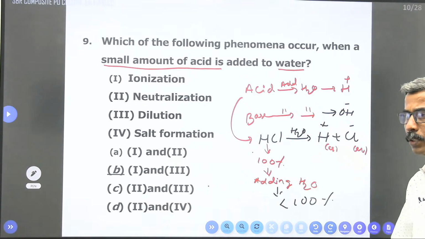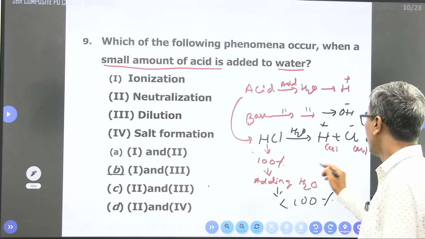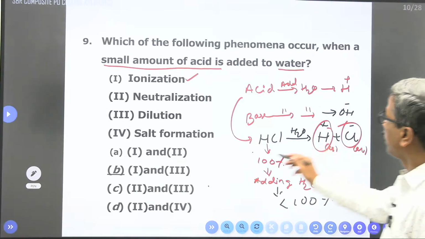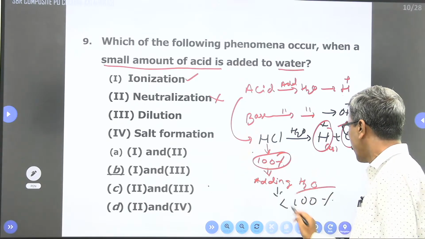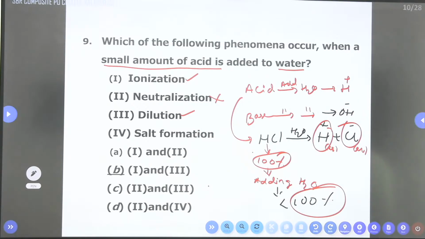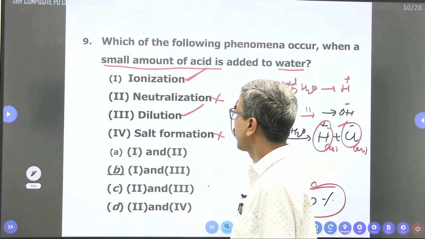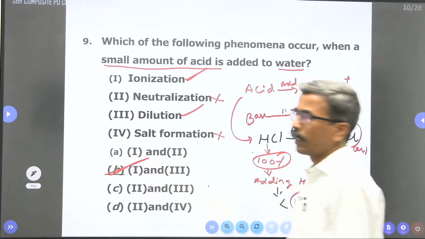Here I showed a simple example with hydrochloric acid. What I said is, after adding into water, it ionizes into constituent ions. Now here after adding, there is no neutralization; that doesn't arise. Definitely if you compare 100 and less than 100, this is diluted, this is concentrated. That's why dilution will take place. Next, there is no salt formation because we just added it into water. So for question number 9, options 1 and 3 are the correct observations we can make when you add acid into water. So for this question, B is the correct option.